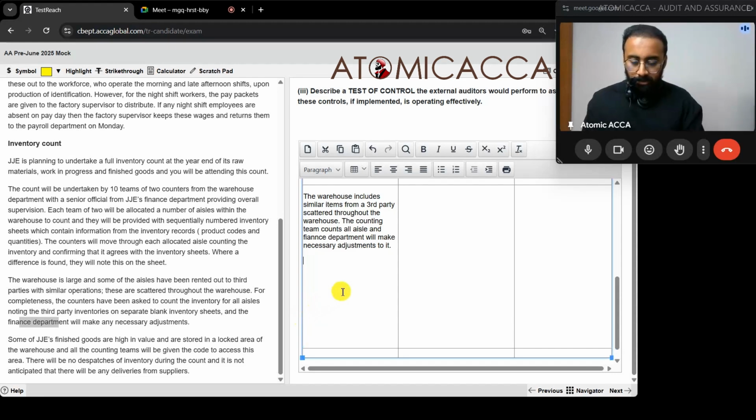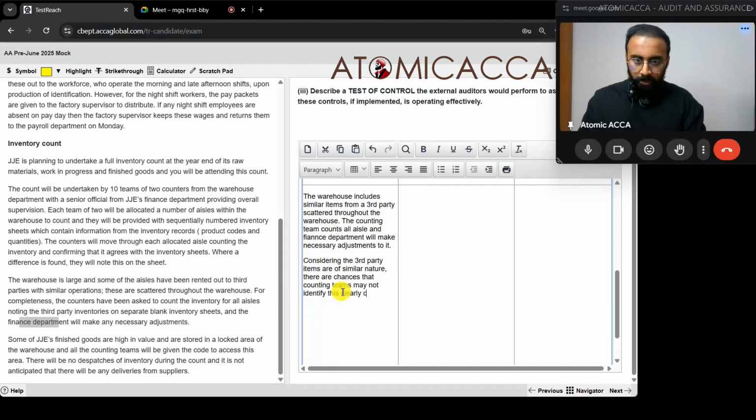Now what is the problem with this? Considering the third party items are of similar nature, there are chances that counting teams may not identify this clearly, causing the inventories to be counted together and get overstated in the counts. Simple, only that much is enough.